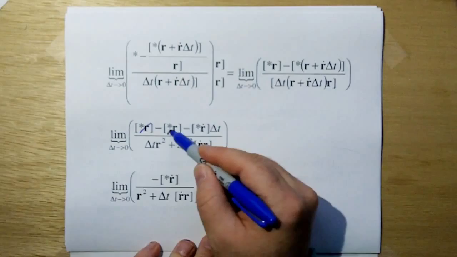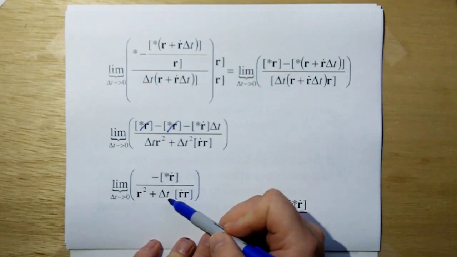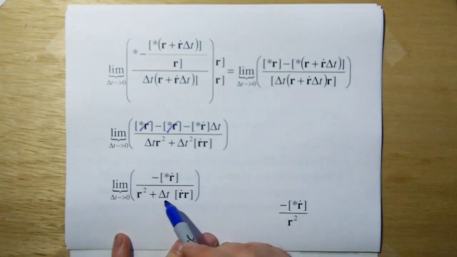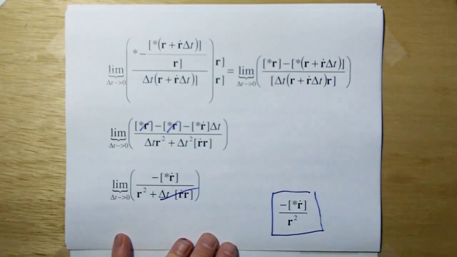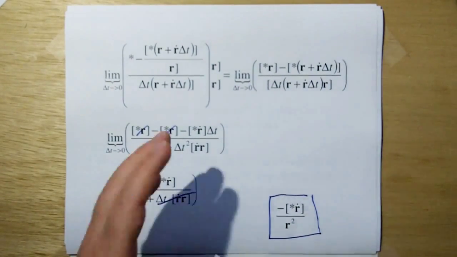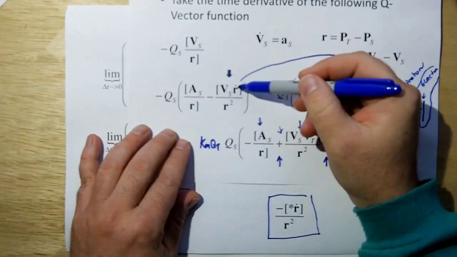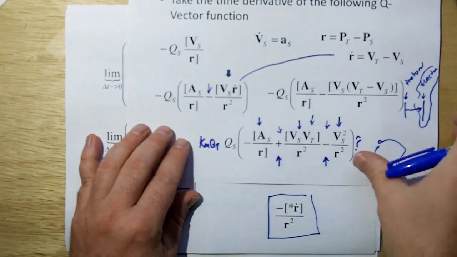This guy cancels with this guy. And then we're going to divide a delta t out from everybody, which leaves this. And then when we take the limit as delta t goes to 0, this cancels out. And that's what we're left with. And that's what we put back into this other equation here, where we put vs r dot over r squared. And that's where the minus sign is definitely there.